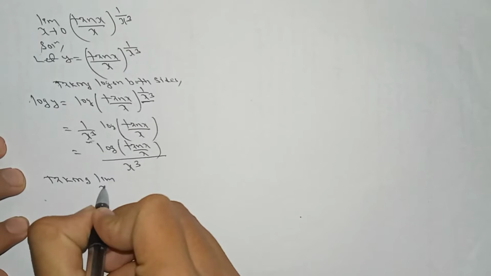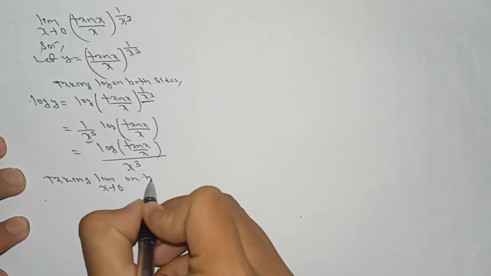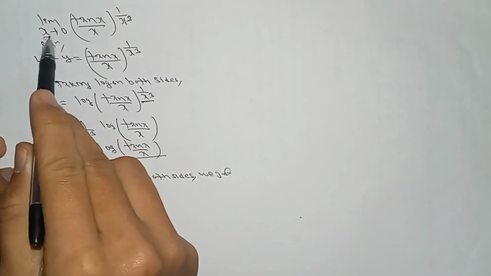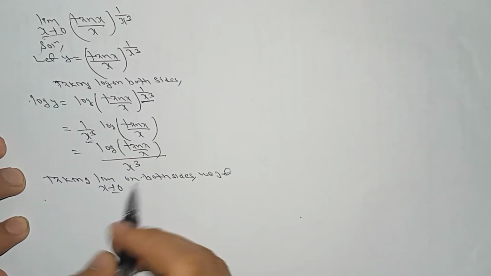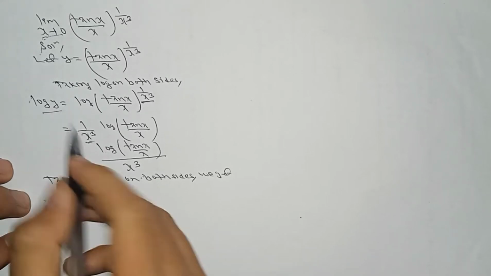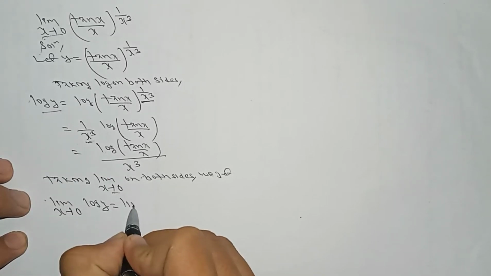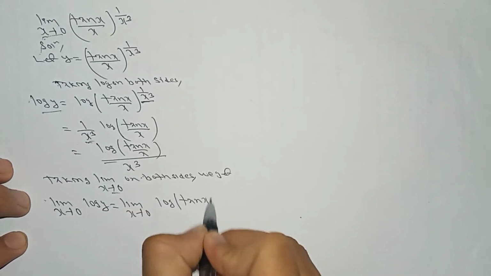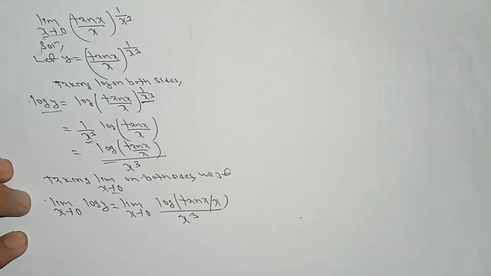Taking limit x tends to 0 on both sides, as in the question we have limit x tends to 0, so we have written limit x tends to 0. So now that means limit x tends to 0, here we have log y, and here limit x tends to 0, and here we have log (tan x by x) divided by x cube. Okay, so leave as it is. So now we'll perform this right side.